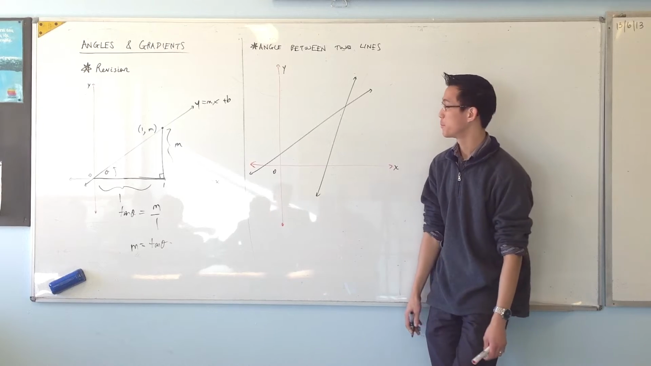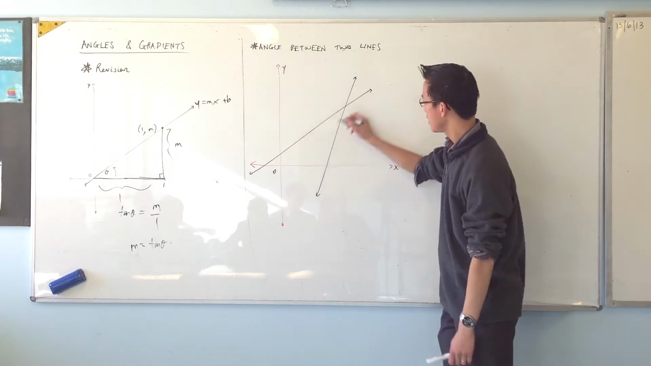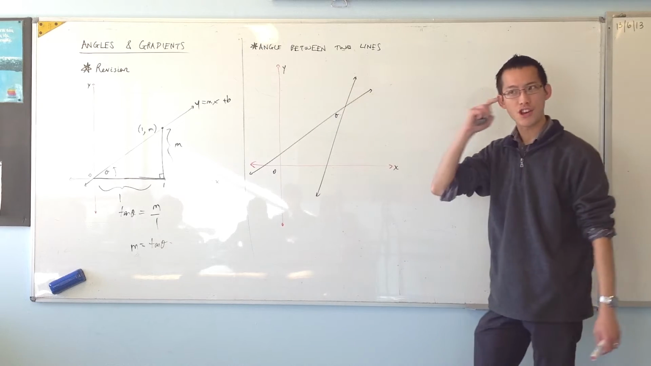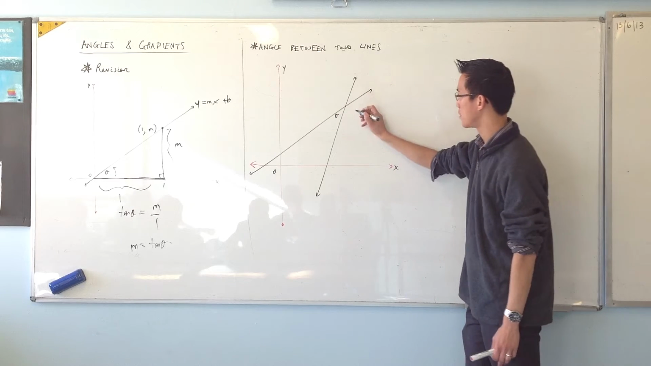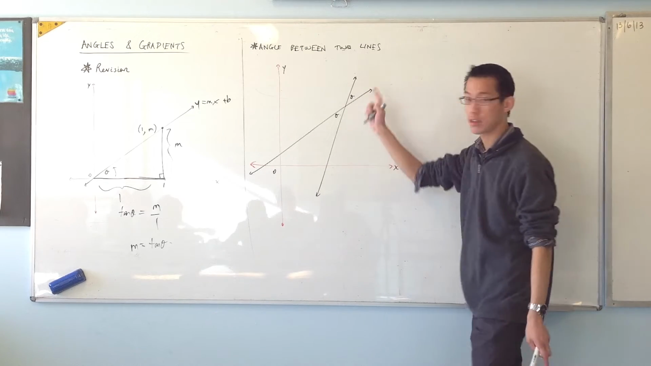It's actually quite simple. But in this case, the acute angle I'm after, the theta, is in between here. And you can probably see that angle is vertically opposite this angle, so those are the same. It doesn't matter which one. The acute angle is only one of them.